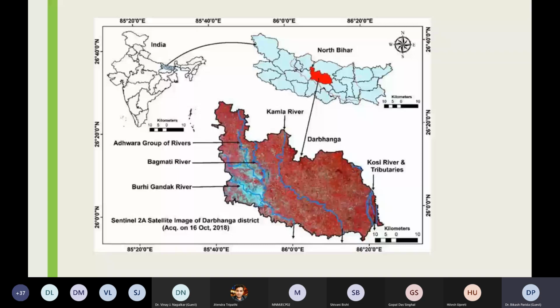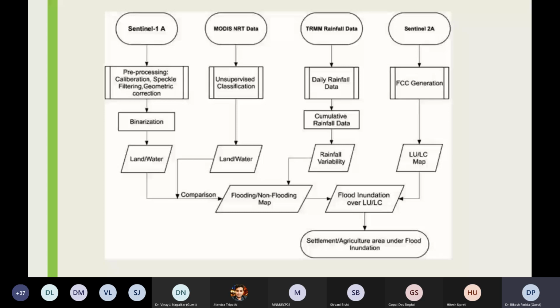This is the processing part I'd like to show you. The right side shows how you can get the LULC, the land use land cover map, from Sentinel-2A. Sentinel-2A is optical data, so it is very easy to get the LULC. Then you have the TRMM rainfall. The processing of this rainfall and LULC is not that difficult, it's very easy. Similarly, the MODIS NRT is also very easy to process.